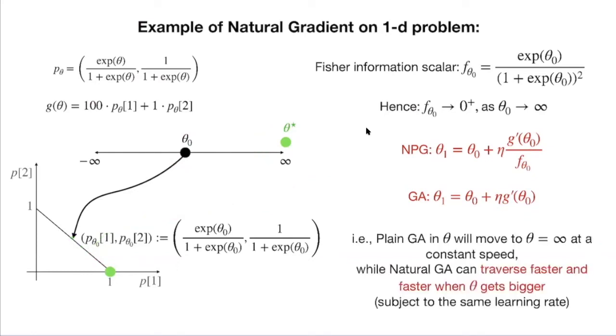All right. So just intuitively, plain gradient ascent in the theta space will actually move toward theta infinity at a constant speed. So it's going to take you forever to hit this goal in the distribution space. But natural gradient ascent says let's travel faster and faster when theta gets bigger. That's what the Fisher information scalar is telling us. Because this gets smaller and smaller as we approach theta star, the learning rate, which is eta over the Fisher information scalar, is actually getting bigger and bigger, because it's inversely proportional to the Fisher information scalar. So that's why natural gradient descent and natural policy gradient could be much faster than the regular policy gradient.